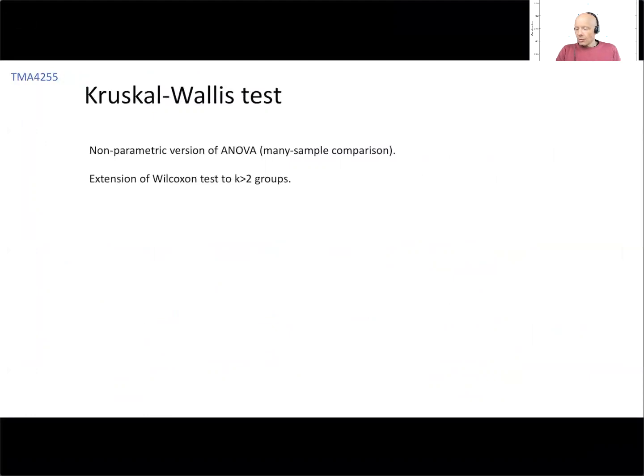This is in many ways similar to the basic steps of analysis of variance in the case of a parametric model where we assume Gaussian samples for the data. The Kruskal-Wallis test is a non-parametric test, so it does not conduct any kind of parametric assumption, and it extends the Wilcoxon test. So the idea is again to pool samples and then find ranks.